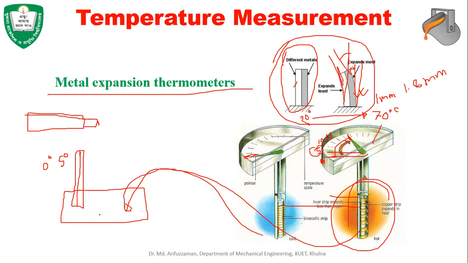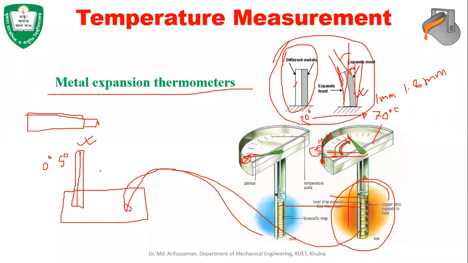Once we keep the temperature of this bath at 0 degrees Celsius, and we ensure that this thermometer is giving us 0 degrees Celsius temperature. Because this thermometer is the reference thermometer for us. If it is giving the 0 degrees Celsius temperature, the position of the indicator should also be at 0 degree. So we print that position as 0 degree.